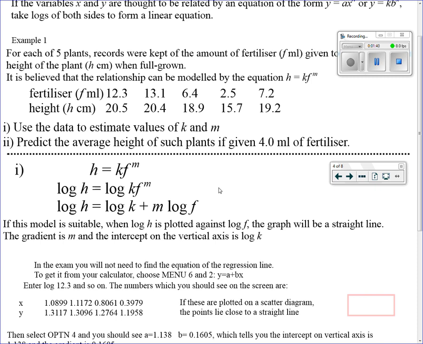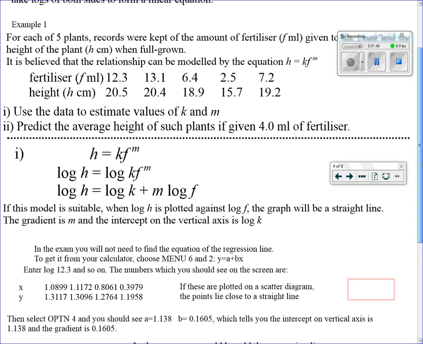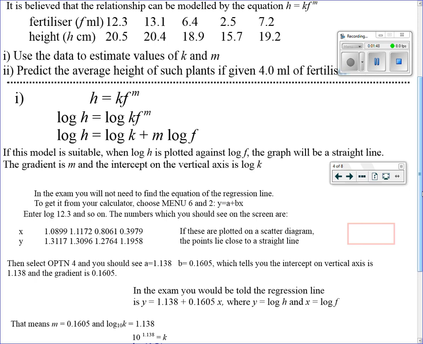I'm using base 10. You could use any base as long as you use the same one all the time. The numbers which you'll see on the screen are these ones on the display.